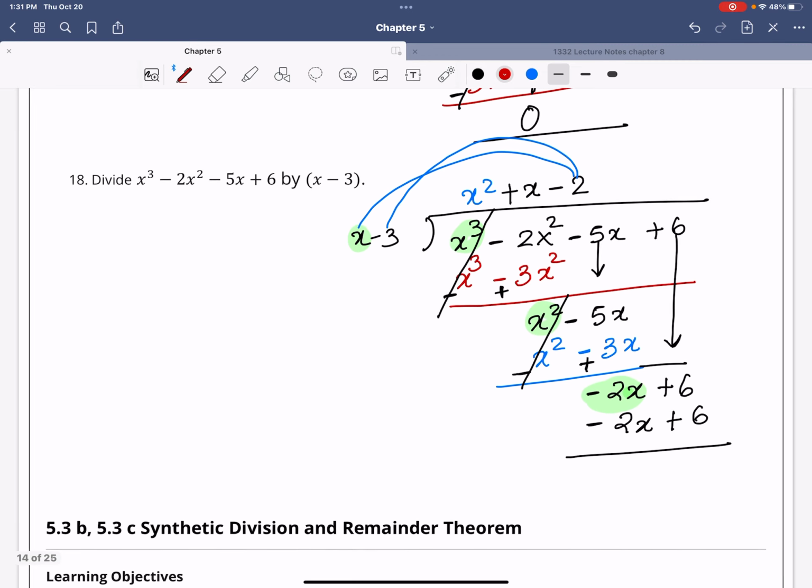What do I do when I subtract? Change the sign. This becomes a positive. This becomes a negative. Boom, boom, 0. And that's how you do long division.